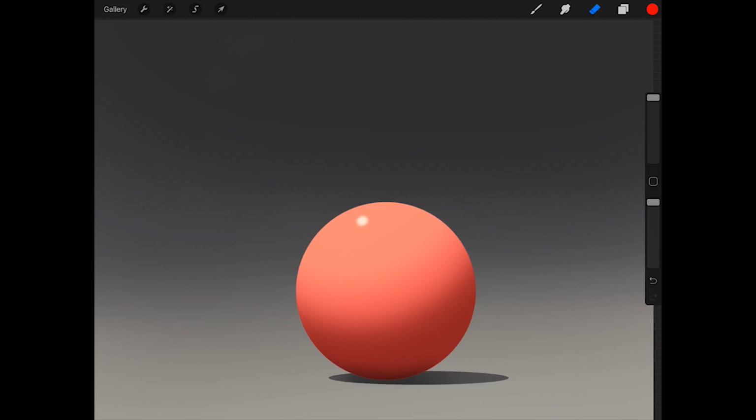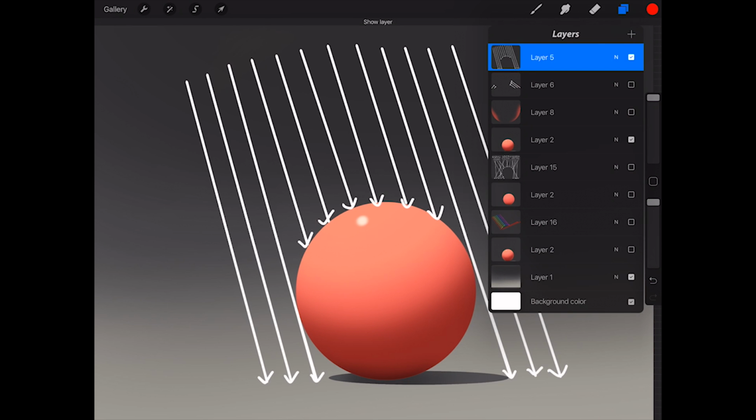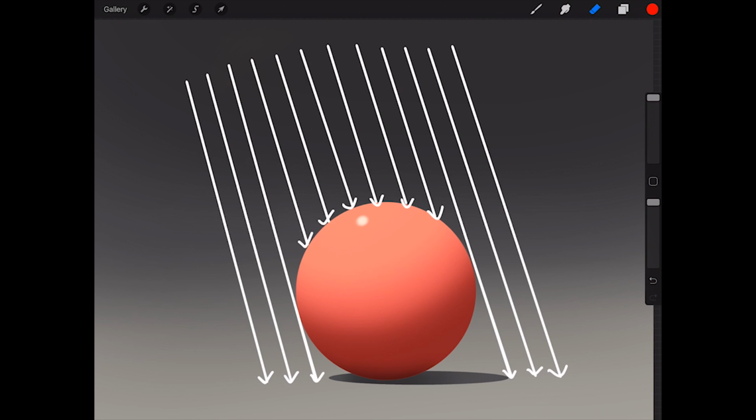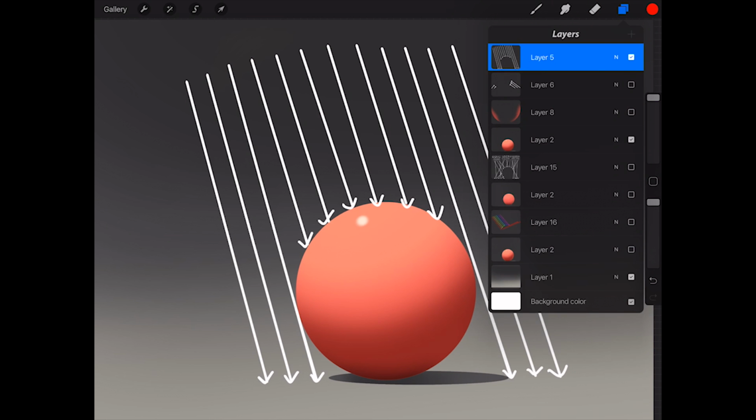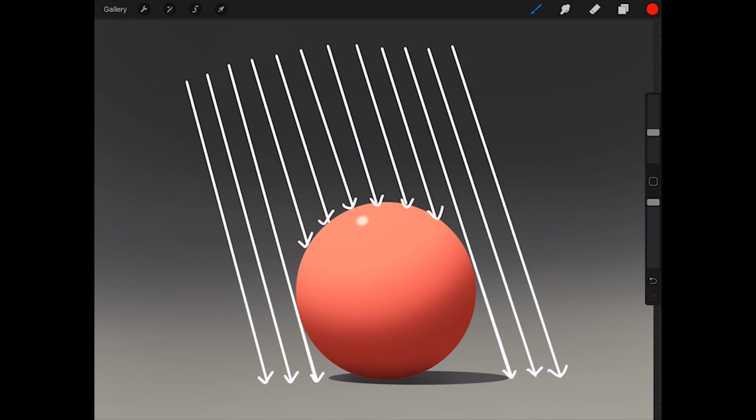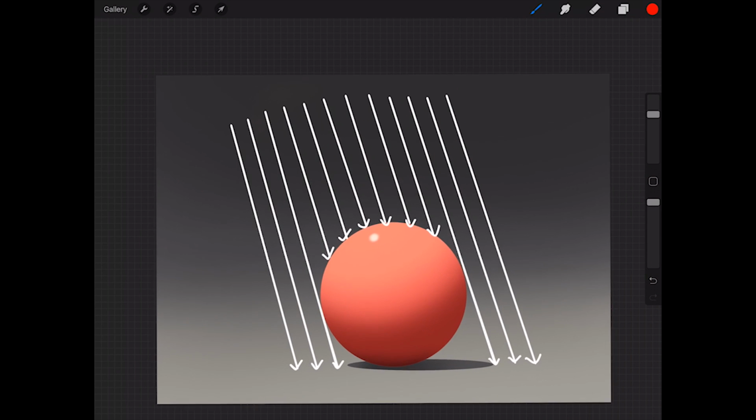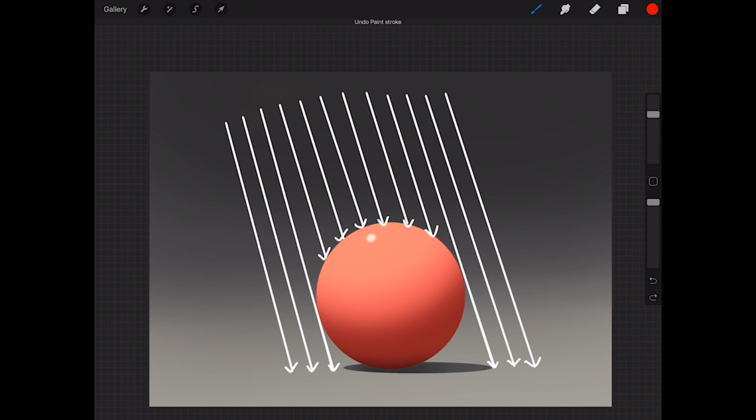Now, light travels in photons, little tiny light particles, okay? And we need to keep that in mind, that when these things are traveling, they travel in a straight line, okay? So one way to be able to tell where your shadows are supposed to lie is by looking at where your light is coming from. So if we have light coming from up here, then all of the light that's going to be coming down is going to be coming down in straight lines and hitting this ball, okay?